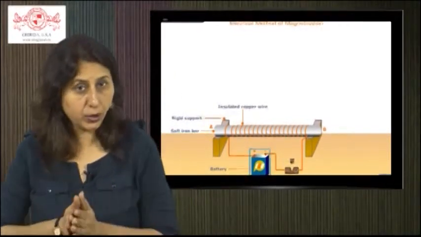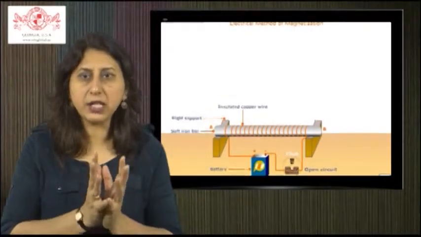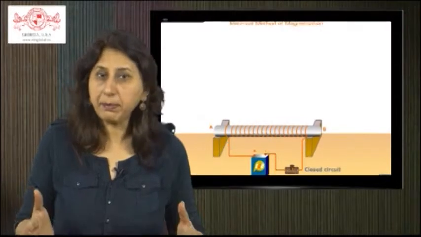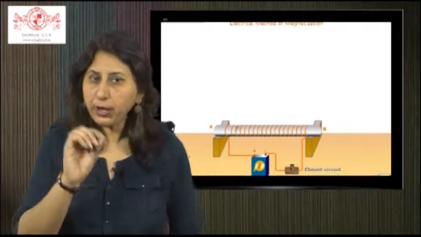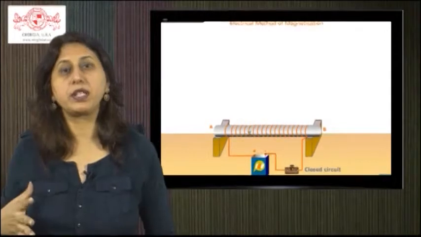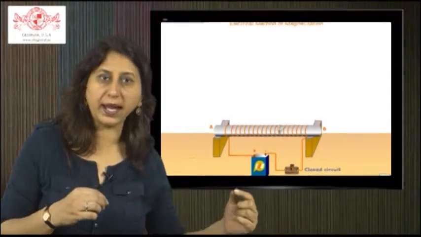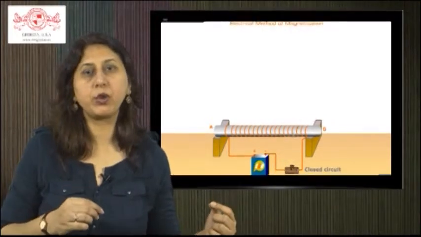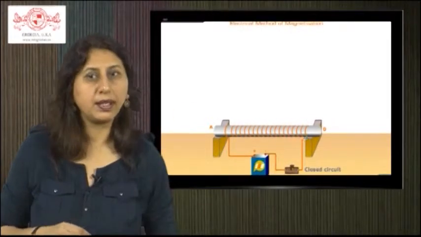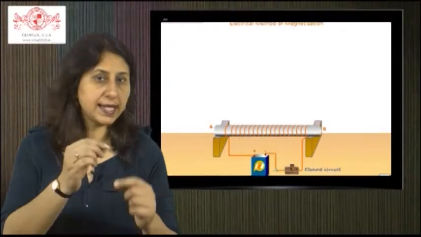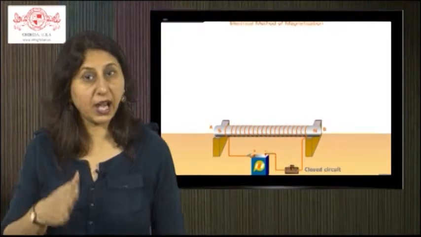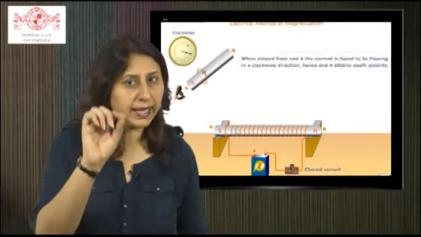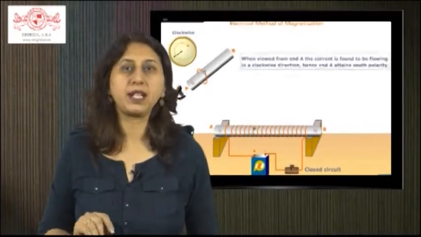When the circuit is closed, a strong direct current passes through the coil of the insulated copper wire and the bar becomes a magnet. The polarity of the rod depends on the direction of the current. If the bar is viewed from one end and the current is found to be flowing in a clockwise direction, then that end will attain south polarity. If the current appears to be flowing in an anti-clockwise direction, then that end attains north polarity.